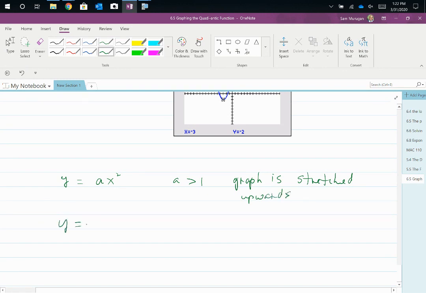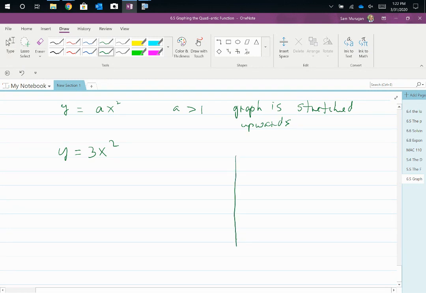So y is equal to 3x squared. The graph literally would be pulled upwards and become narrower, like that. That graph would be somebody stretching the graph upwards, pulling up on it, stretching it, and it becomes narrower.